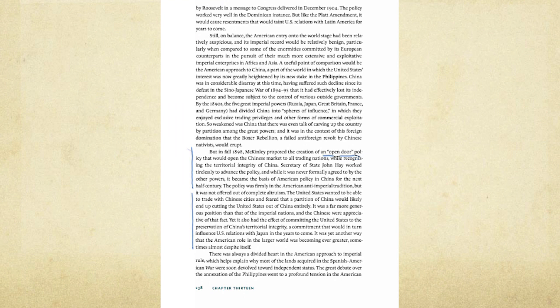Page 238, last page. Down in the second to last paragraph here it says, but in fall 1898, McKinley proposed the creation of an open door policy that would open the Chinese market to all trading nations, while recognizing the territorial integrity of China. So I'm reading along, and unless I'm really well educated in high school, that phrase open door is just going to go right in one eye and out the other ear. But if I am really well educated, I'm going to think, open door, I remember that. It's a big deal.